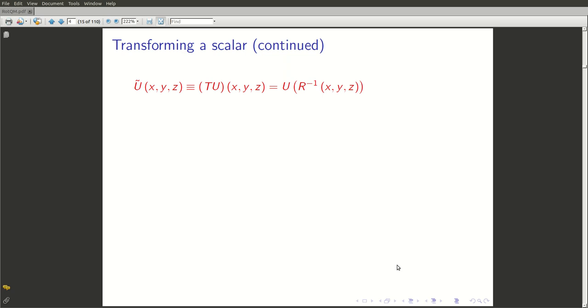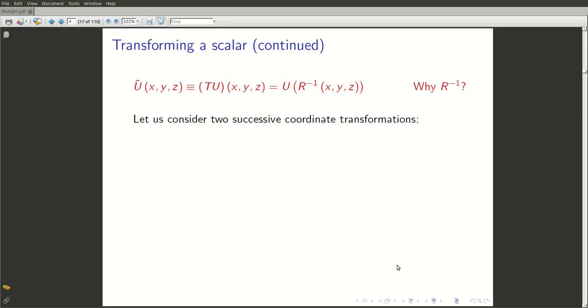This new function T u at xyz has to be the old function u at the point R inverse of xyz. Now if you think about this a bit, I'm pretty sure you will be able to convince yourself of the reason for this. Still, there may be a nagging doubt as to why do you need the R inverse, why not R? So let us try to see this from a different point of view.